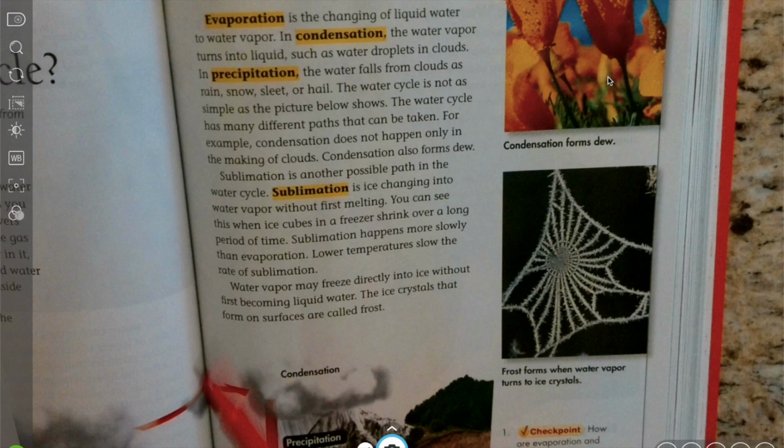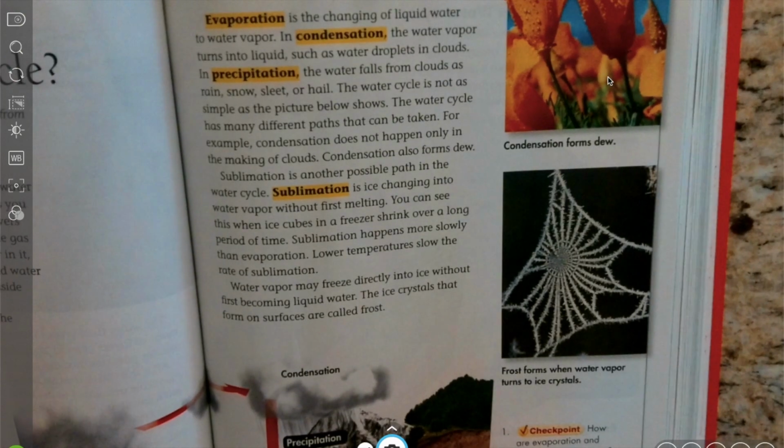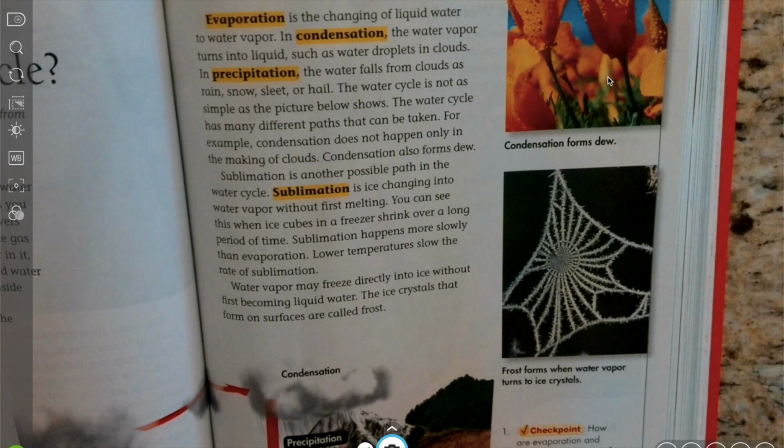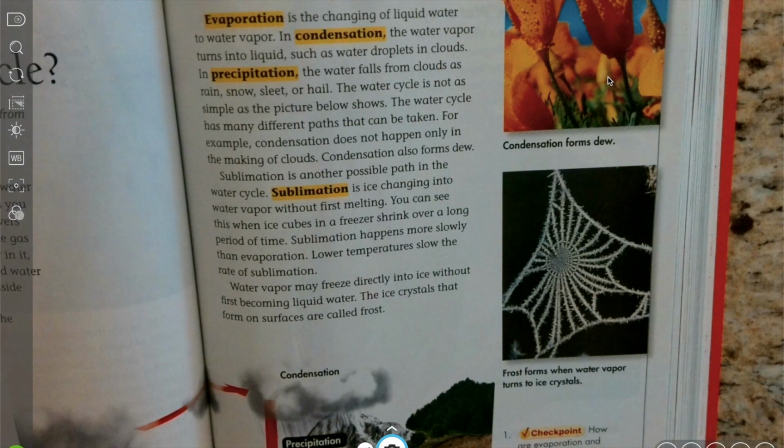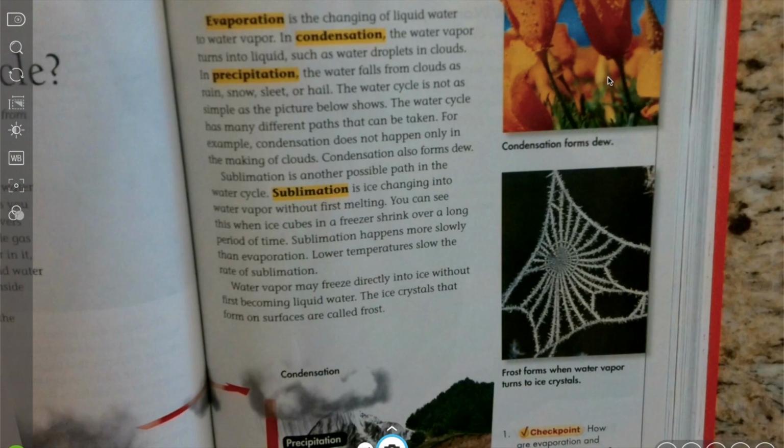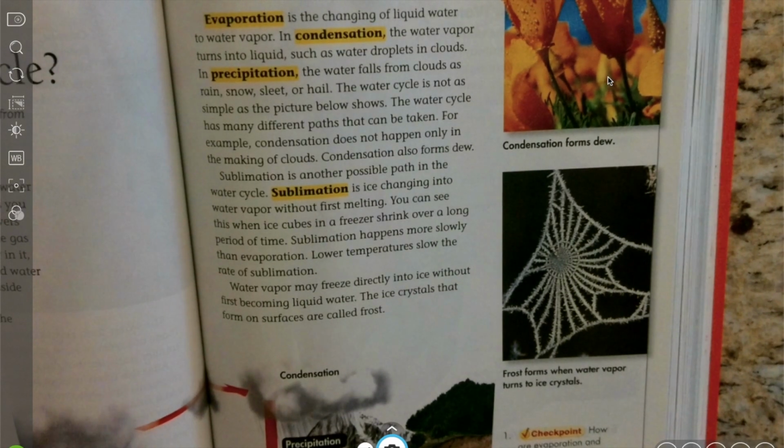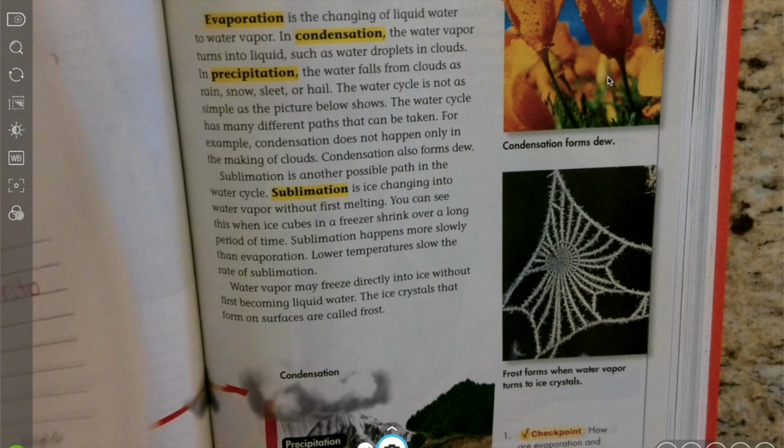The water cycle is not as simple as the picture below shows. The water cycle has many different paths that can be taken. For example, condensation does not only happen in the making of clouds. Condensation also forms dew. So if you ever wake up super early in the morning and it looks like the grass is wet, that's dew, and that's just condensation, and that's not it going back into the air and turning into rain. It's just another part of the water cycle. Sublimation is another possible path in the water cycle. Sublimation is ice changing into water vapor without first melting.